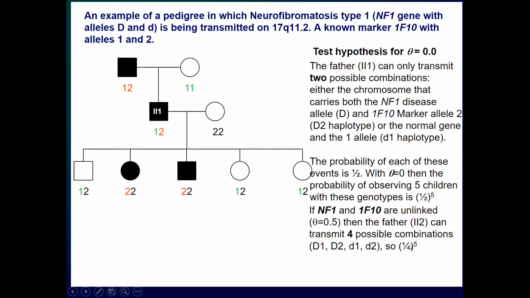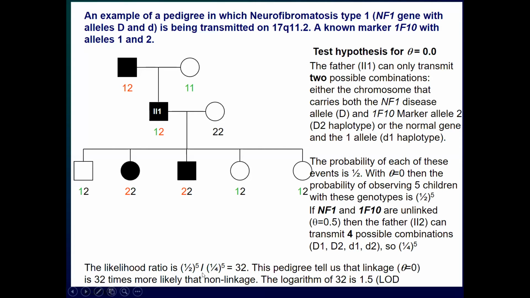So at 0.25, again, the event is independent. So 0.25 in the power of 5. So the ratio is 32, and the log 10 of that ratio is 1.5. So here we have a measure that is more accurate than looking only at theta and concluding that there is evidence simply because theta is lower than 0.5.